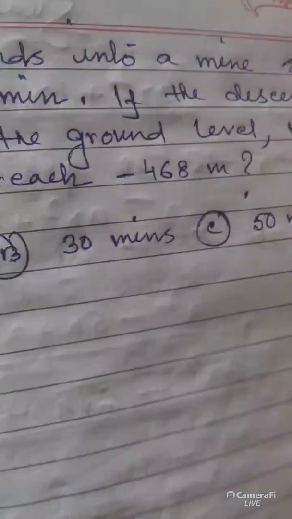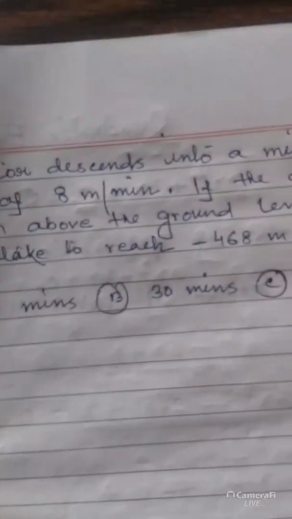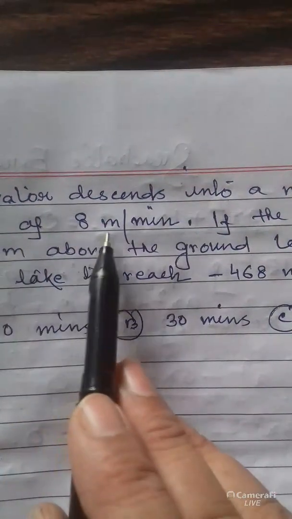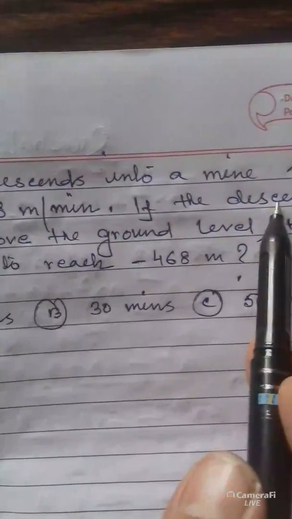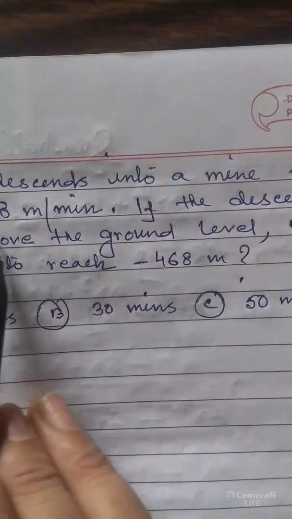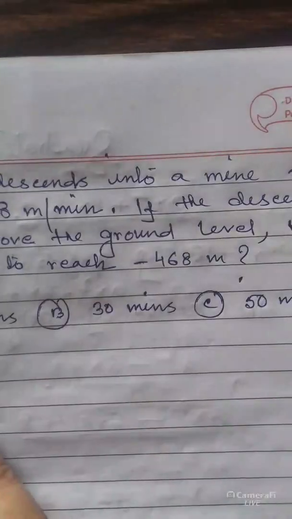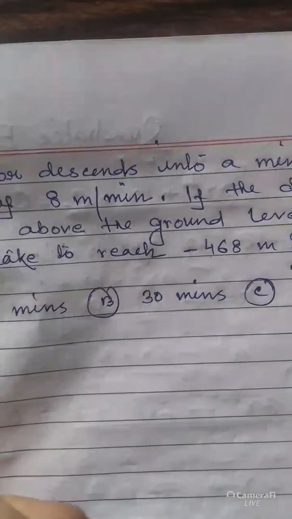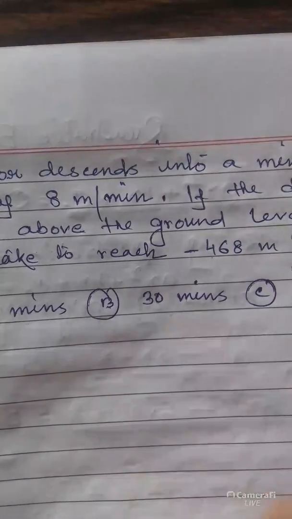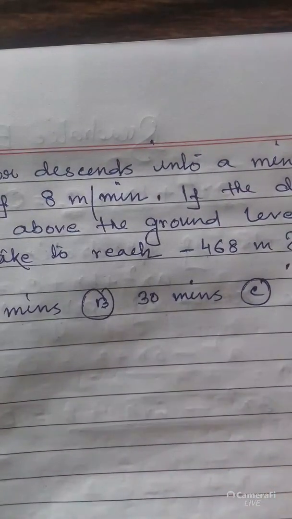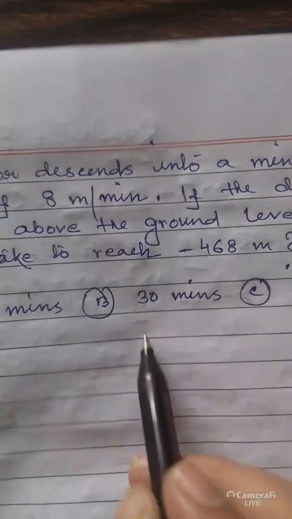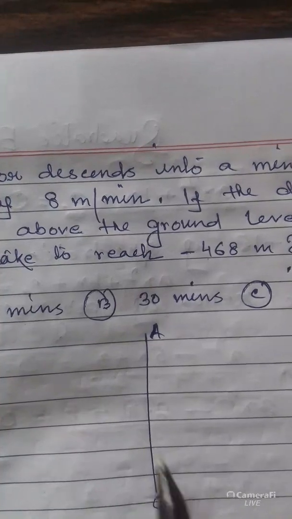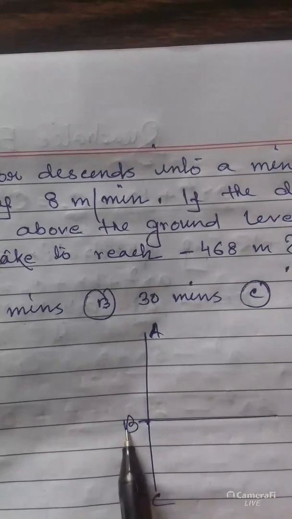Now one more math question. An elevator descends into a mine shaft at the rate of 8 meters per minute. If the descent starts from 12 meters above the ground level, how long will it take to reach minus 468 meters? The options are 60 minutes, 30 minutes, 50 minutes and 10 minutes. Suppose this is the total distance. This is A and this is the ground level, this is B.